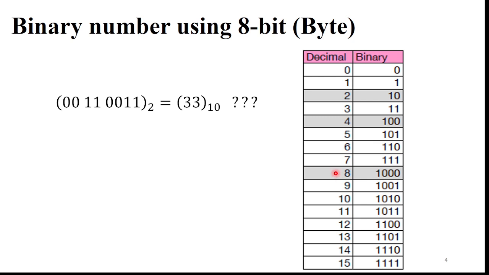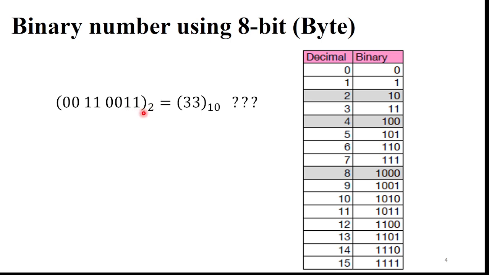So here we have another example. We can convert this binary number into decimal. You can apply the same concept seen in the previous slide to check whether this number in binary is equal to 33 in decimal, in base 10. So here 10 is the base. The decimal numbers represent base 10.